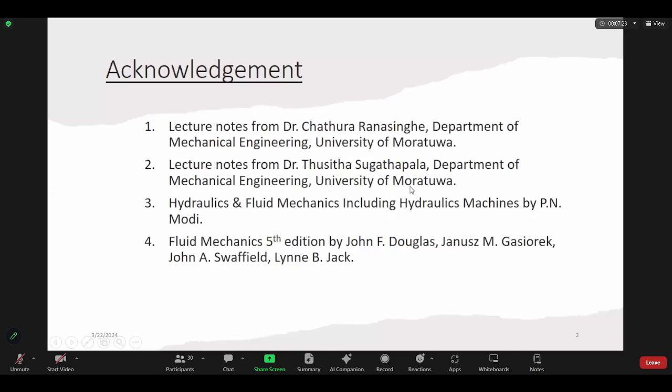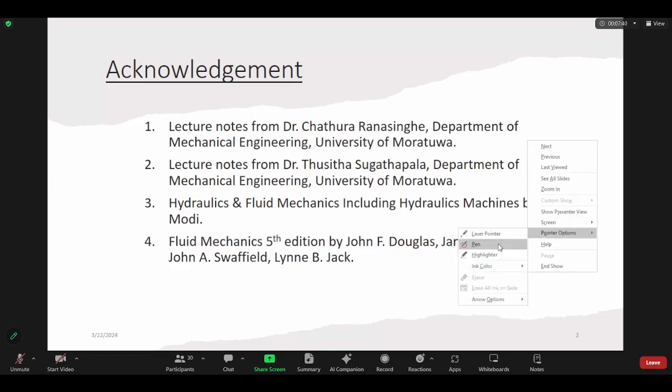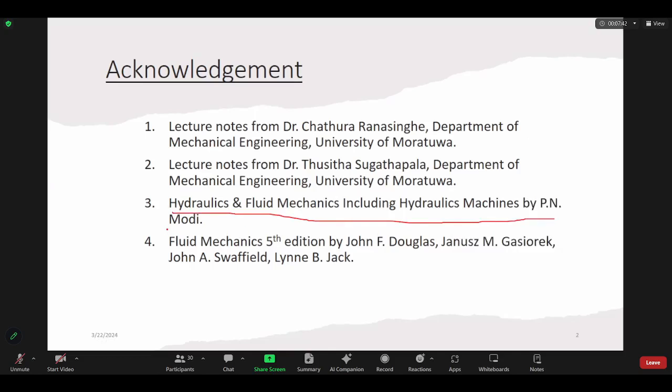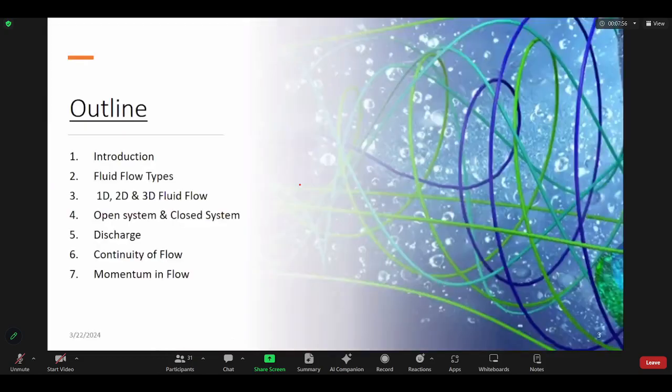First of all, I will give the reference book details, so you can use these reference books. You can study using these reference books, and these are the outlines of our lecture series.